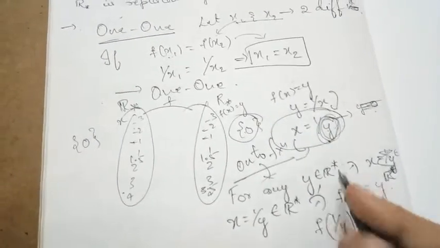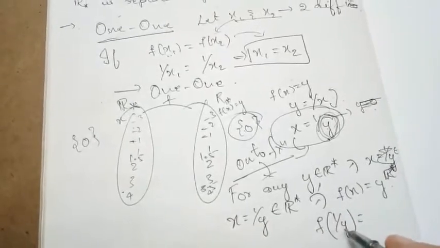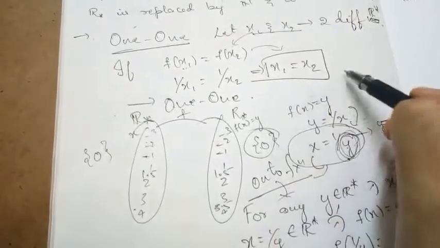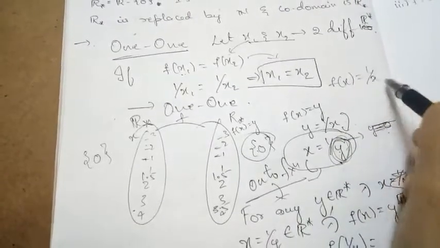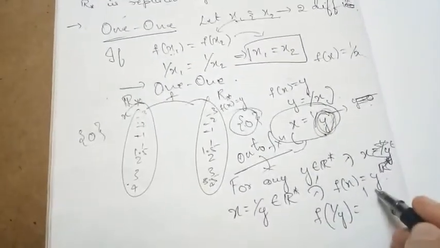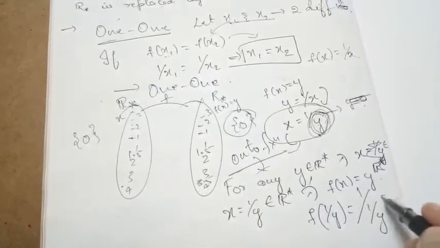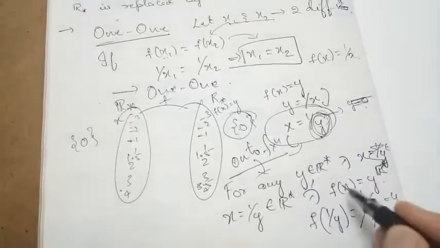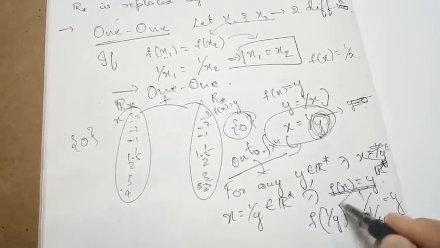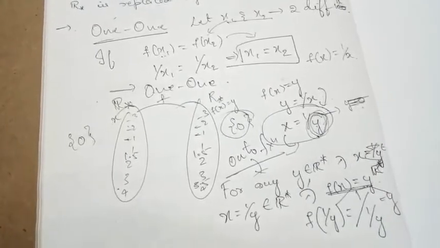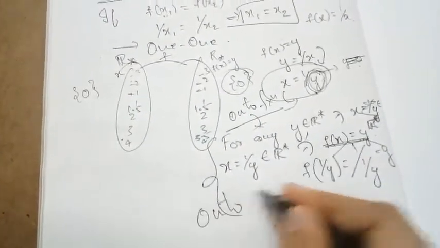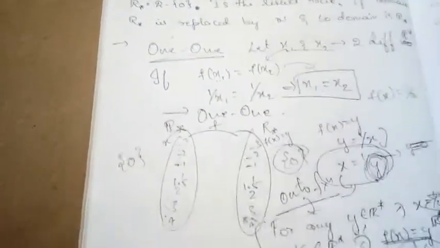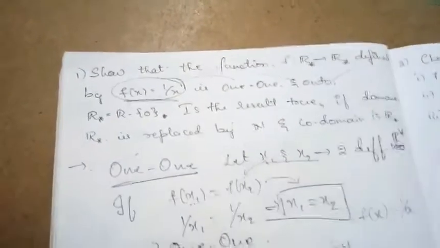How will the function be when our x is 1 by y? The function is defined as f of x is equal to 1 by x, right? It becomes 1 by 1 by y, which is nothing but y itself. So we are going to get f of x is equal to y. So the function is an onto function. This is what we have done in the first part.